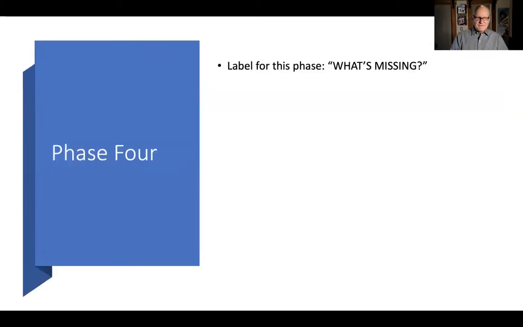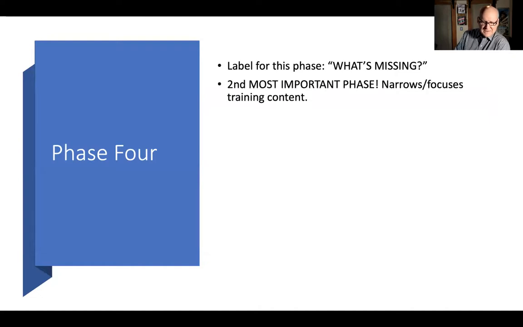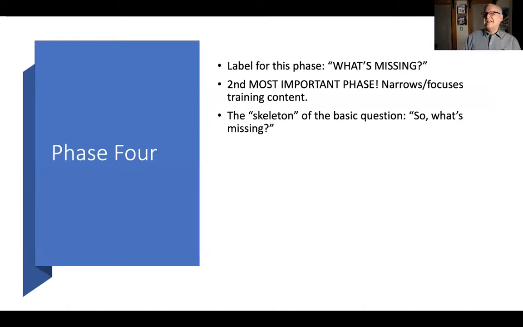Okay, phase 4. The label for this phase is what's missing, and I used that already. So think back to how I was talking about that. So the what's missing phase, this is the second most important phase because this narrows your thinking down on what the training content should be. The skeleton of the basic question is, so what's missing?